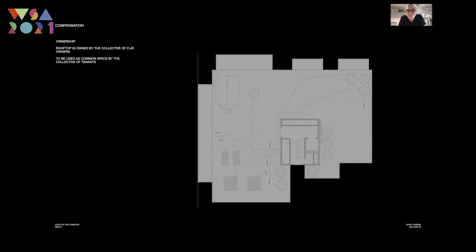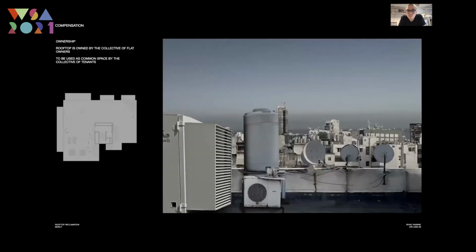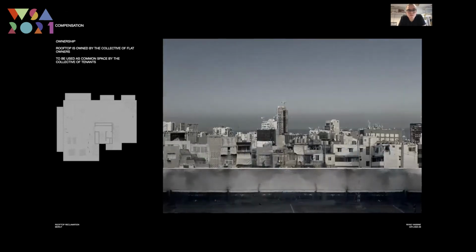However, the rooftop is owned by the collective of homeowners of that building and is to be used by the collective of tenants. Unfortunately, this is impossible. The project proposes the clearing of rooftops of that infrastructure in order to reclaim it.